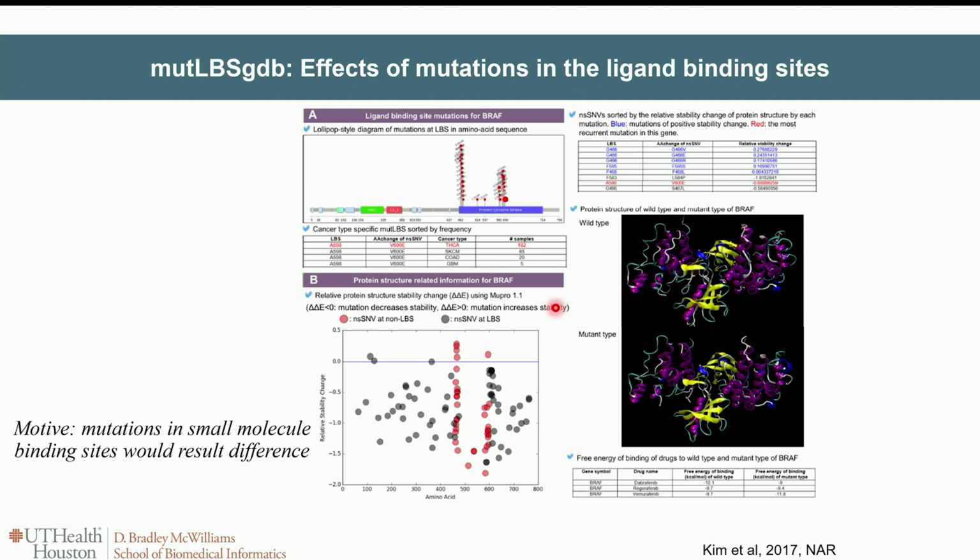This was also done several years ago. The motivation was that if mutations happen in the drug binding sites, they will affect the drug binding affinity, something like that. So we tried.